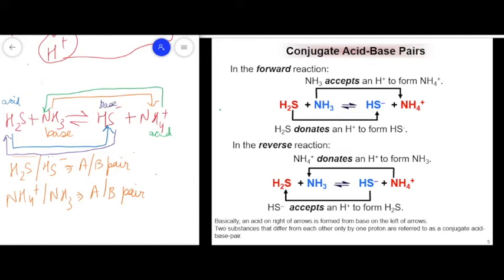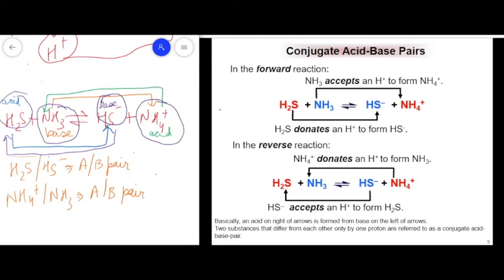So if the forward reaction is happening, H2S is the acid, ammonia is the base. In the reverse reaction, NH4 plus is the acid and HS minus is the base. So that essentially makes this acid and this base, which is its product, a conjugate acid-base pair. Same applies to the other reactant, which in this case, ammonia, we know is the base, and the product that ammonia creates is NH4 plus, which is an acid. So that makes this an acid-base pair.